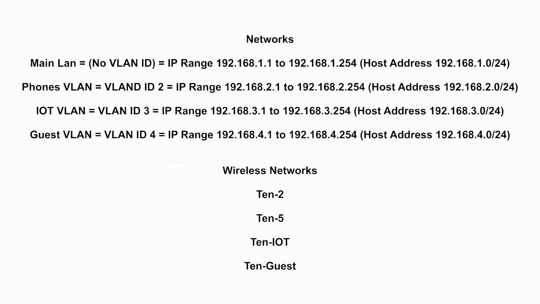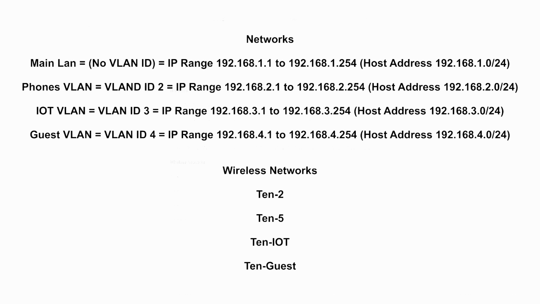Moving on to the wireless networks, we're going to be setting up a wireless ID of 10-2, which is going to be the 2.4 gigahertz network. The next one is going to be 10-5, which is going to be a separate 5 gigahertz network. Then we have the 10-IoT wireless network, and then the fourth one is the 10-guest network.